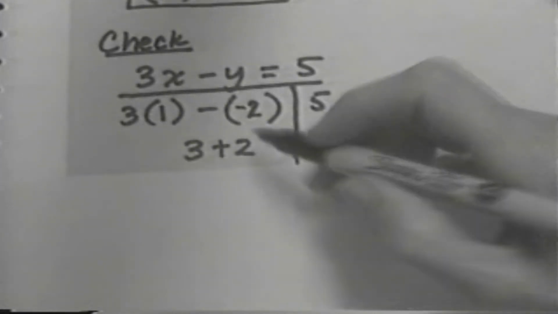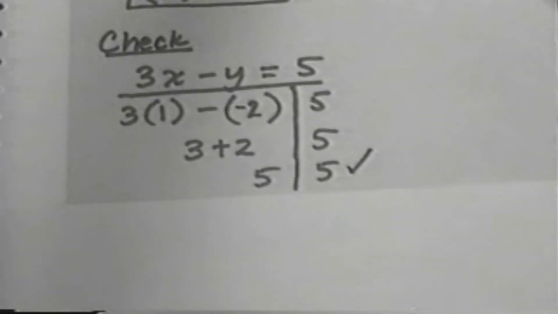3 times 1 is 3. Subtract negative 2 means add 2. And we get 3 plus 2, which is 5. 5 equals 5. Checks.